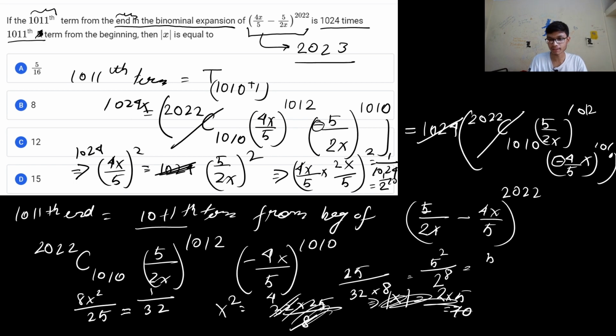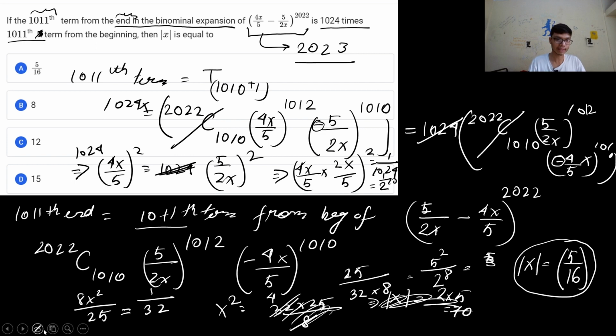That means it will give me the relation. If I take the square root on both sides, I'll get mod of x is equal to 5 by 2 to the power 4, and 2 to the power 4 is equal to 16. So that will give me the relation that mod of x is equal to 5 by 16. And with this I get the right answer to the question, which is option number A.